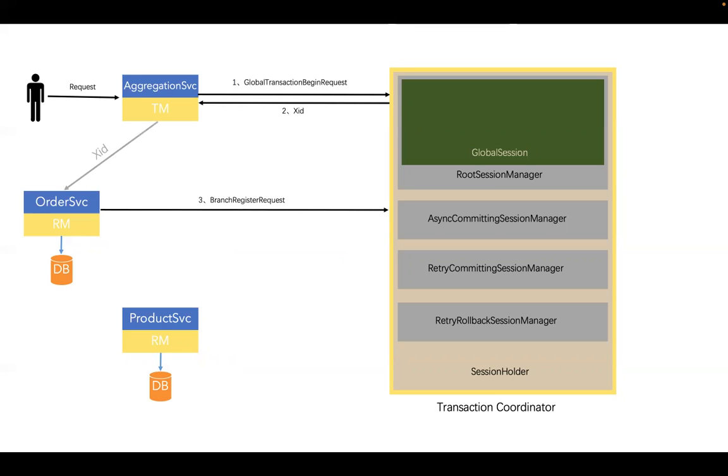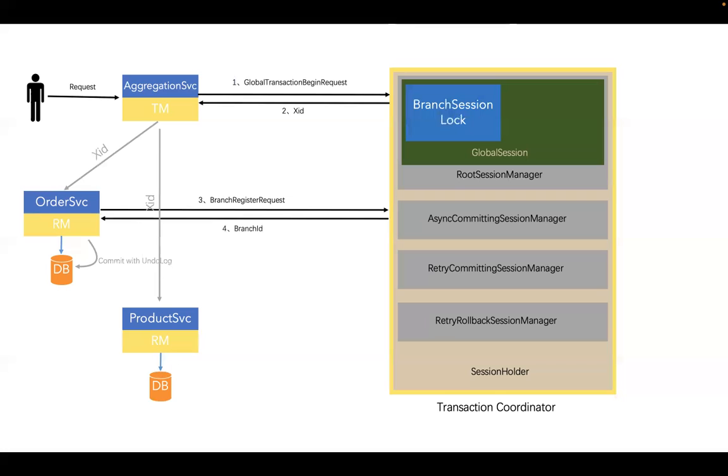The resource manager on the order service will send a branch register request before committing its local transaction. After this, the TC server will have a branch session lock to lock the branch transaction of the order service. So the data will be locked by the TC server, and it will return the branch ID to the order service, and the resource manager will commit the local transaction with the undo log.